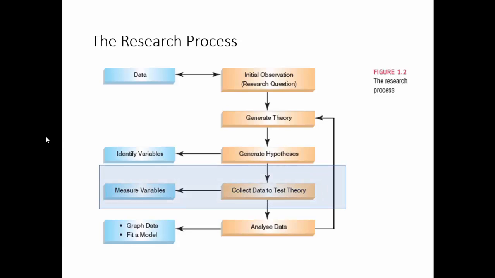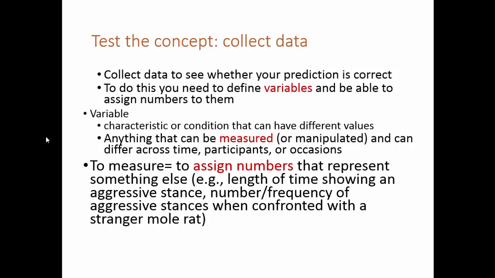So back to the research process. We've talked about initial observation, generating a causal theory to explain those observations, and logically deriving specific hypotheses, specific predictions to test. Now we're talking about going out and actually testing them, collecting data to see whether your prediction is correct. To do this, you need to define at least a couple of variables that are relevant to testing your hypothesis. And you need to be able to assign numbers to those variables. In other words, you need to be able to measure those variables.